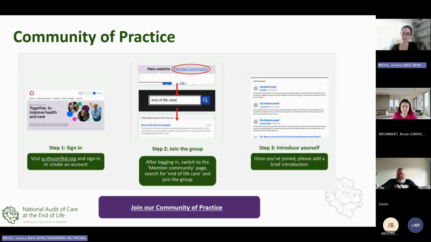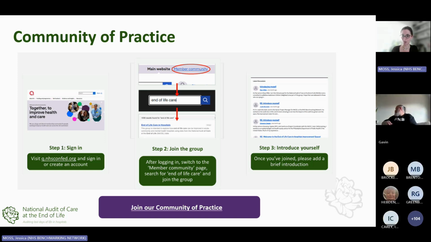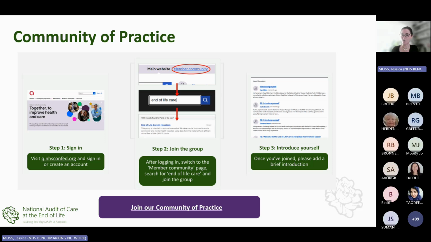The community of practice I mentioned earlier has about 40 members now. So we are really welcoming people to join and start discussions about anything around end-of-life care in hospitals. Perhaps there's a resource you've developed that you'd like to share, or a question that you have, or an improvement idea that you would like some feedback on. It's there as a discussion and support forum.